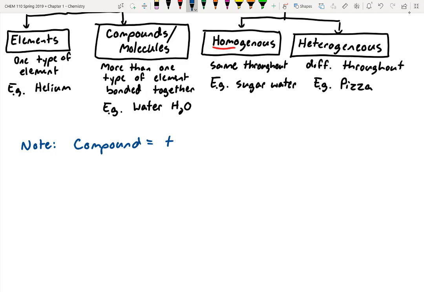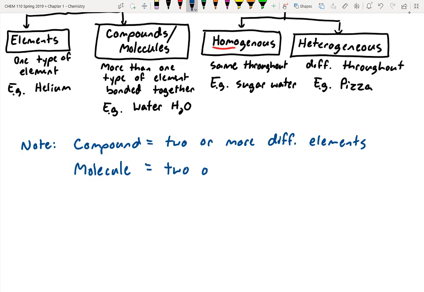A compound is defined as two or more elements, specifically different elements, where a molecule can be two or more elements of any type. Meaning those two elements can be the same.